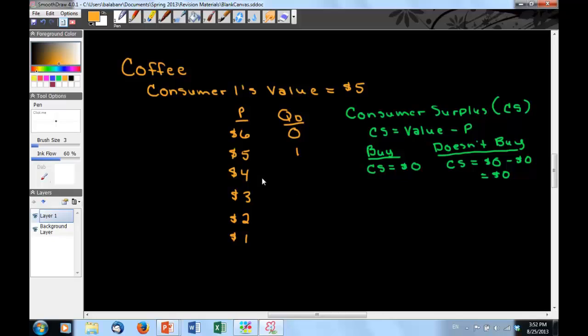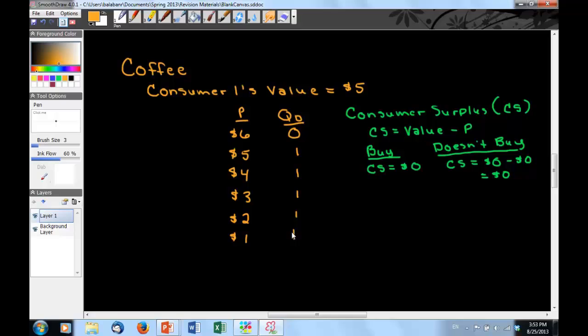Okay, and it's pretty obvious that as the price falls, as long as the price does not exceed the consumer's value, she'd be willing and able to buy the cup of coffee. Now, if the price was $4, we know she'd be willing to buy at least 1 cup of coffee. Price falls to 3, at least 1, and so on. Of course, in reality, she might want to have more than 1 cup of coffee per day, but that's something we'll explore further later on.